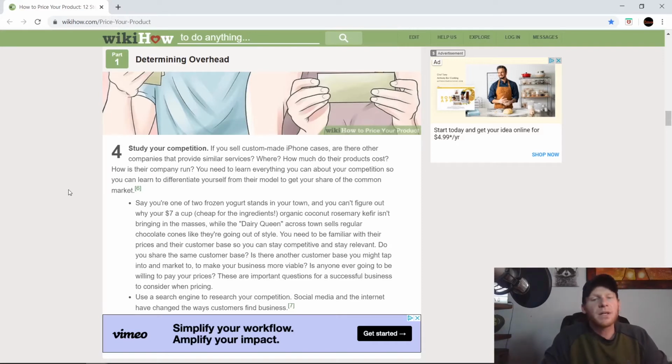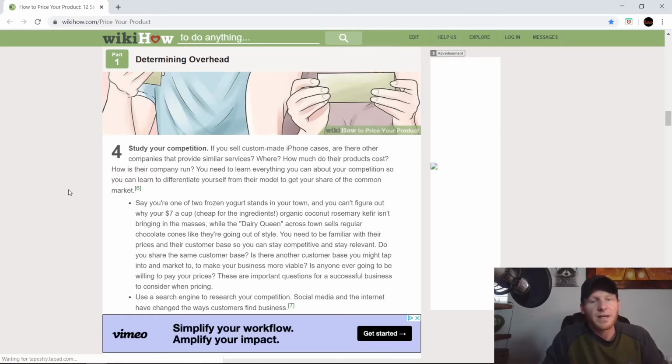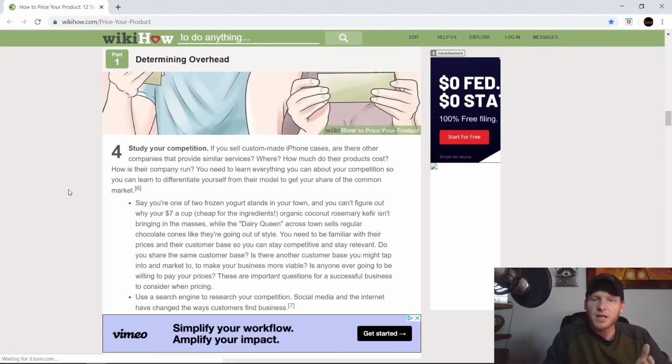You need to be familiar with their prices and their customer base so that you can stay competitive and stay relevant. Do you share the same customer base? Is there another customer base you might tap into and market to make your business more viable? Is anyone ever going to be willing to pay your prices? These are important questions for a successful business to consider when pricing.